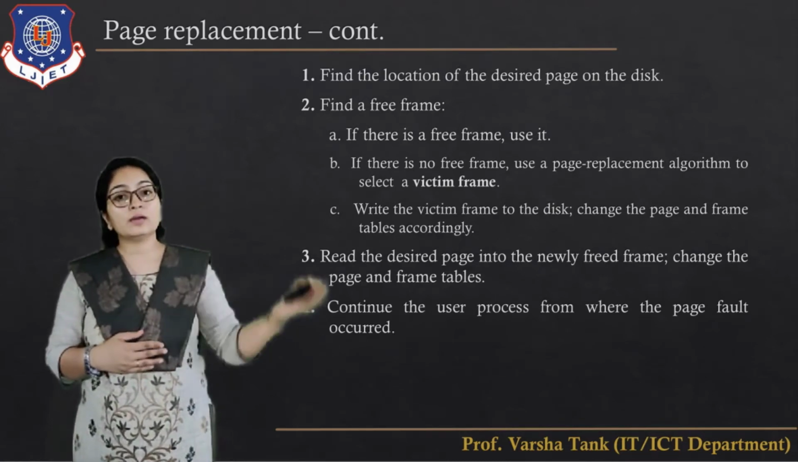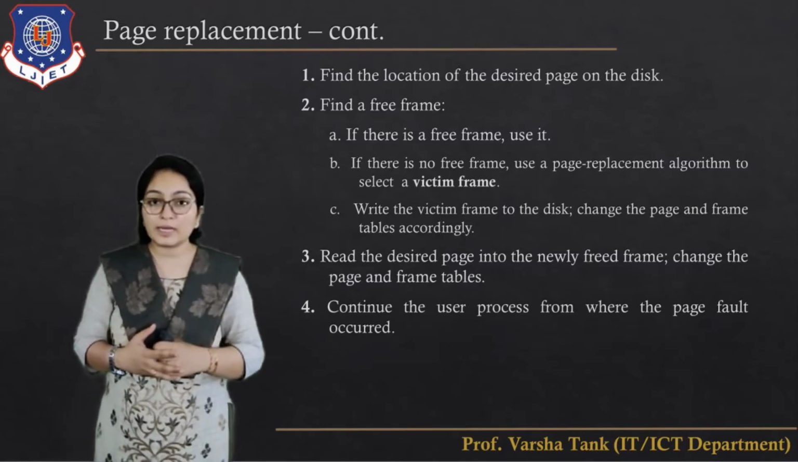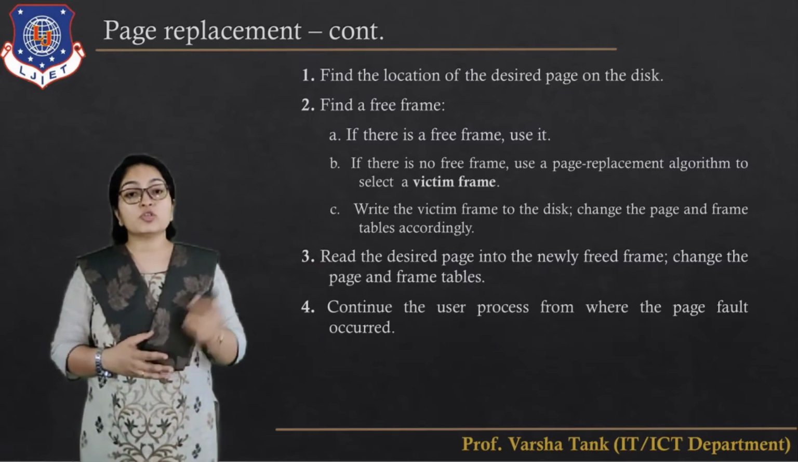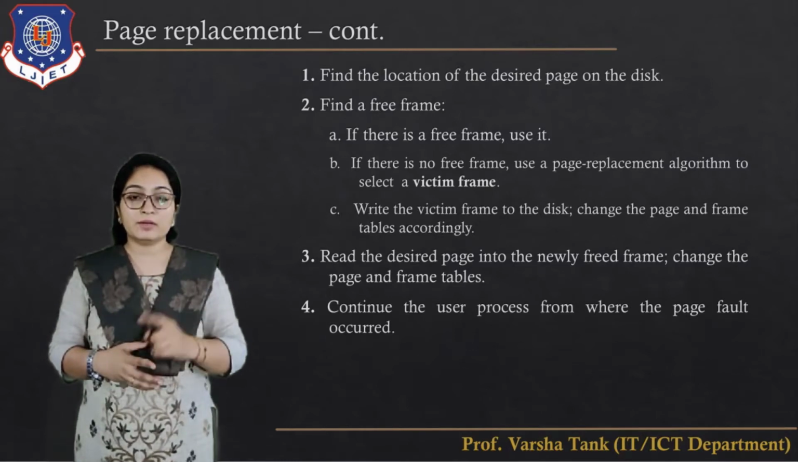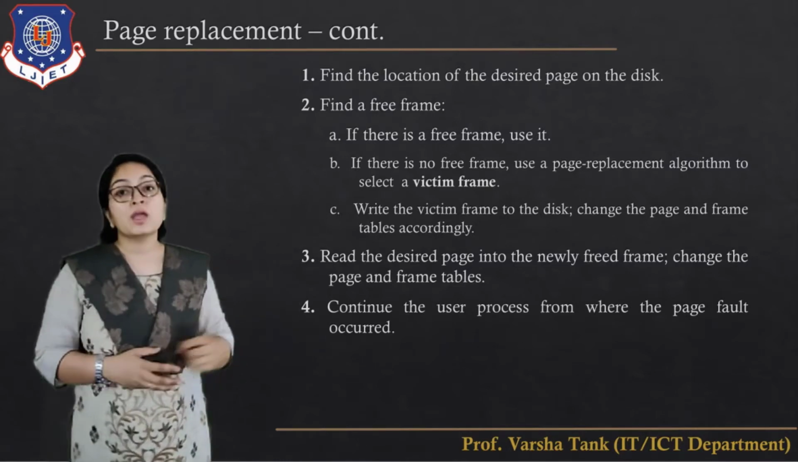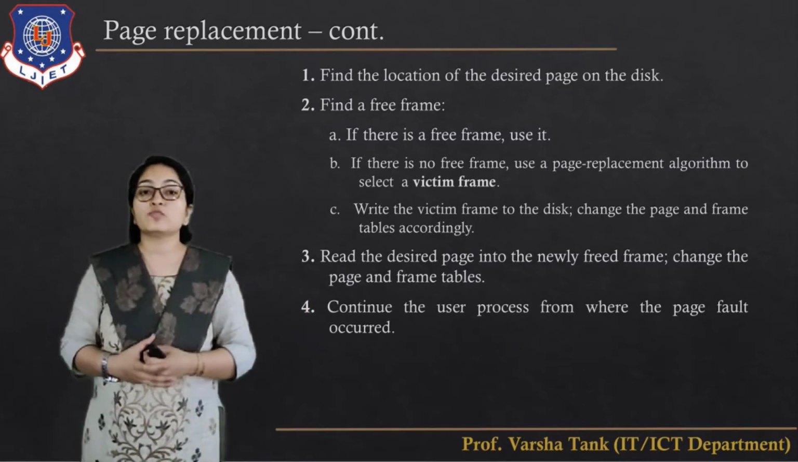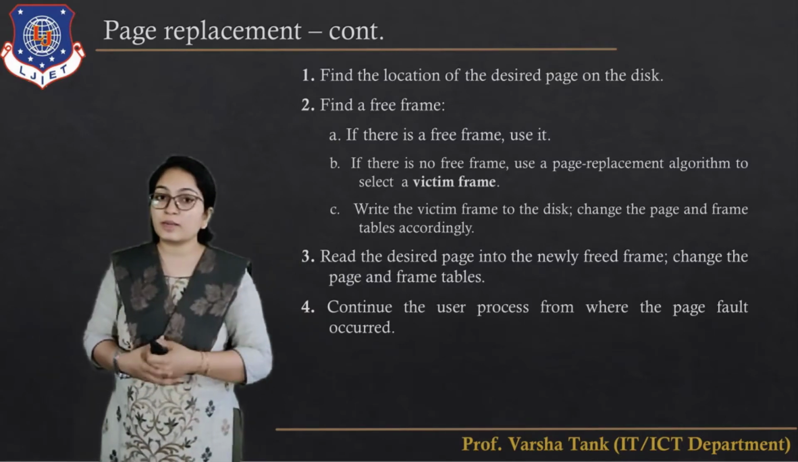Again you are inserting the page from the backing storage into the main memory, and at that time you again have to set the page table. That means you have to set the invalid bit to valid, because right now the page is available in the memory. Next, continue the user process from where the page fault occurred. So these are the steps that we have to follow when page replacement happens.